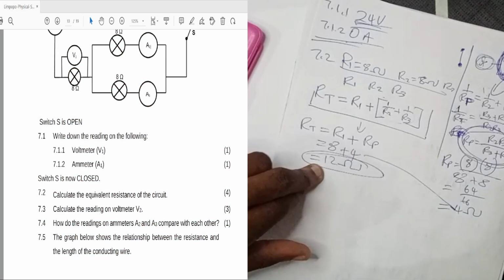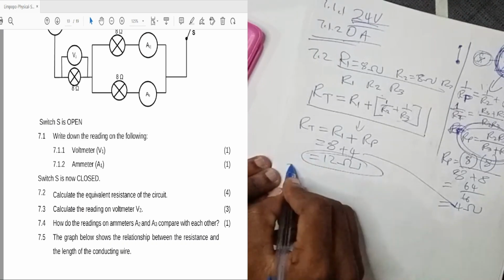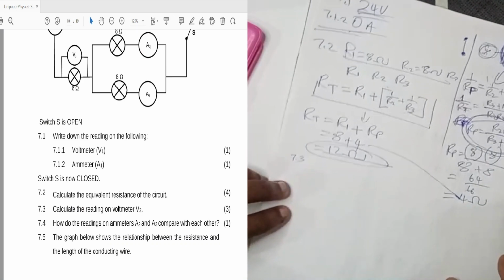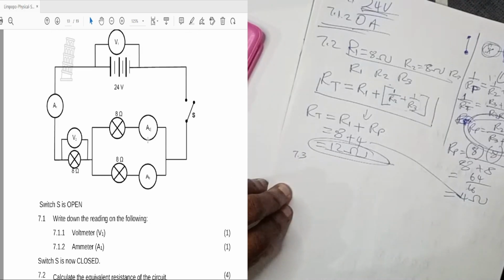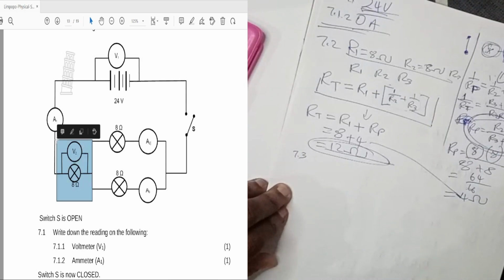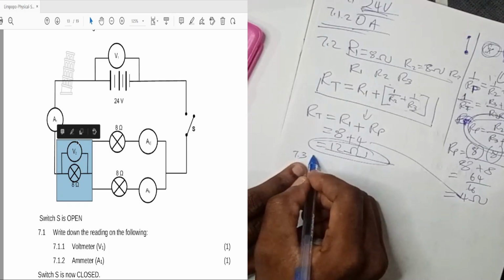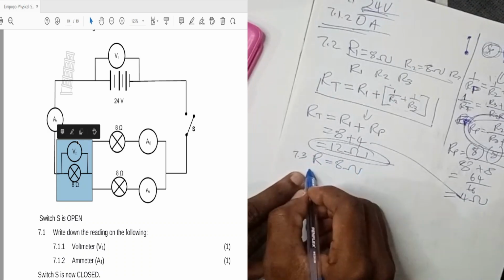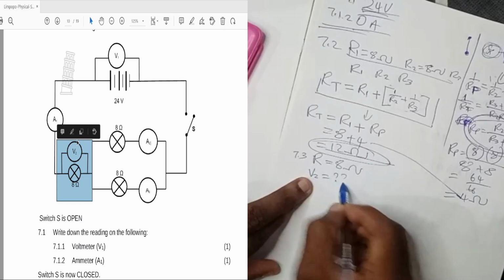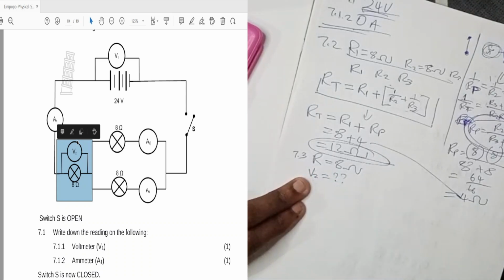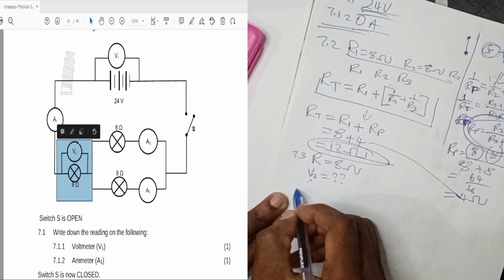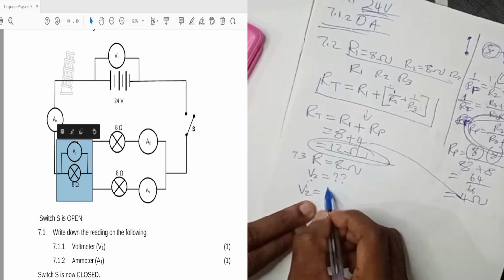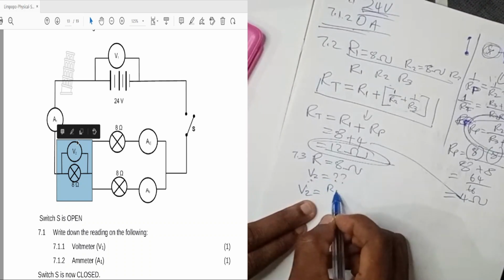Alright, now let's continue. 7.3. This is the answer for the previous one. 7.3: calculate the reading on voltmeter 2. We need the reading here. So what do we have here? We have a resistance of 8 ohms, and we have V2, which we don't know yet. In order to get V2, what's the name of R there? We called it R1.